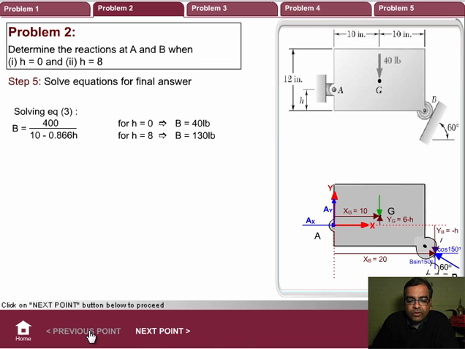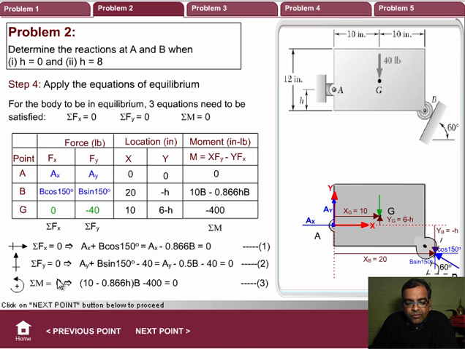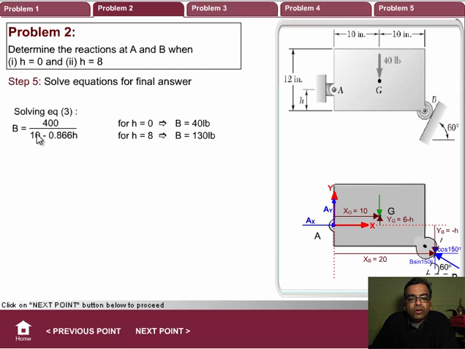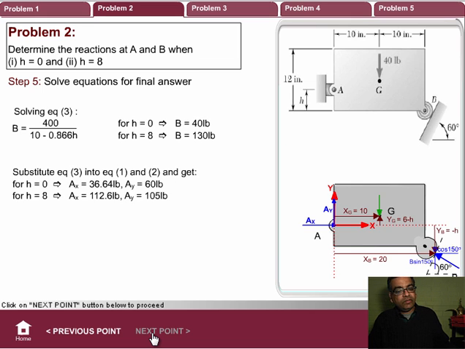So first thing to do, solve for B from here, and it will turn out B is 400 over 10 minus 0.866H. For H equal to 0, B is 40 pounds. For H equal to 8, B is 130 pounds. Excellent. Once you get that, you can substitute and you can find Ax and Ay. There you go. And we are done.